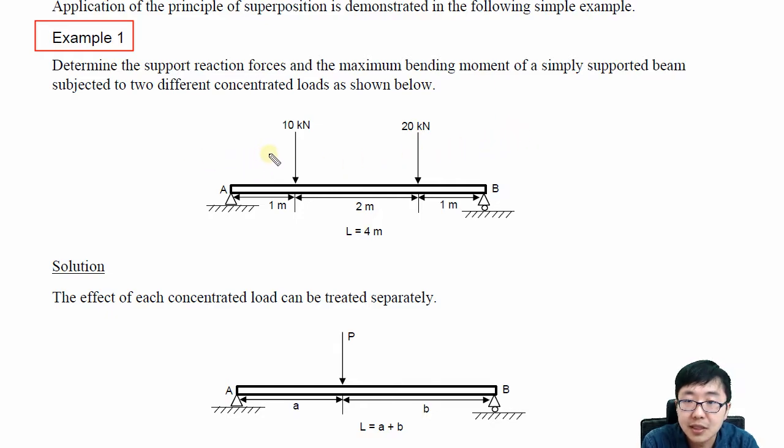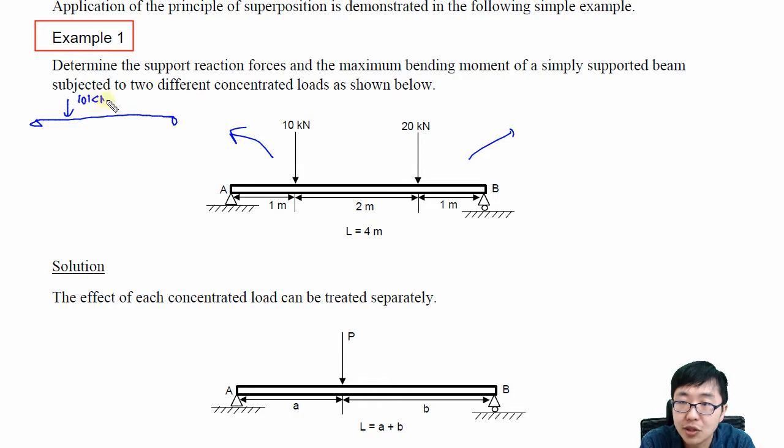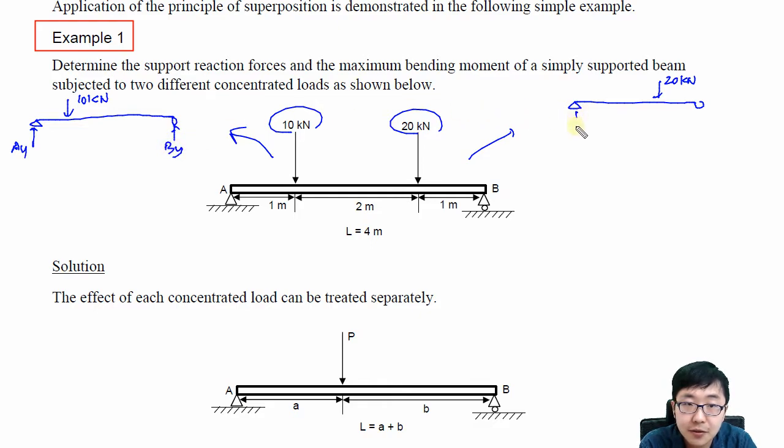So basically, let's split into two. Left-hand side, this will be the new free body diagram for us. 10 kilonewton is here, and in this case it's a simply supported beam. Of course the total geometry is exactly the same, but here 20 kilonewton is applied to the right, and to the left 10 only. So we have AY, we have BY.